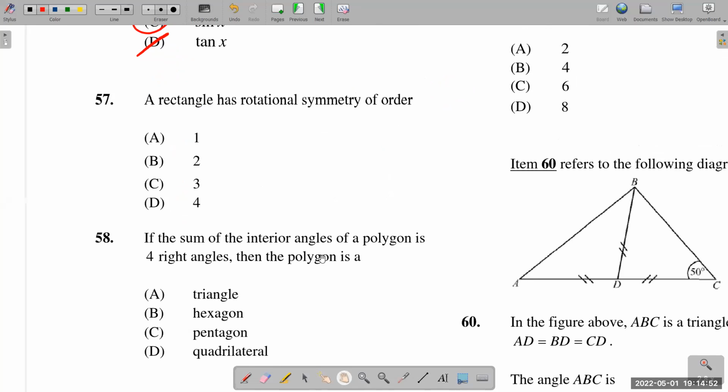All right, let's look at this one now. A rectangle has a rotational symmetry. We did this last class too. Which one is it? How many rotational symmetries does this have? Excellent. It's 2. Anybody remember?